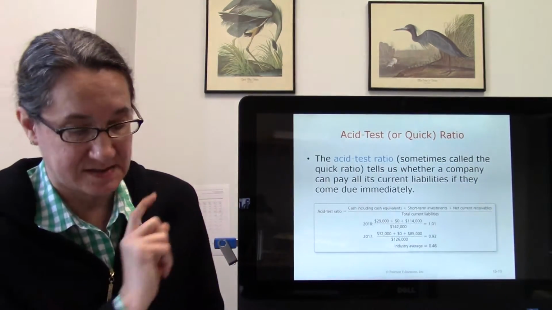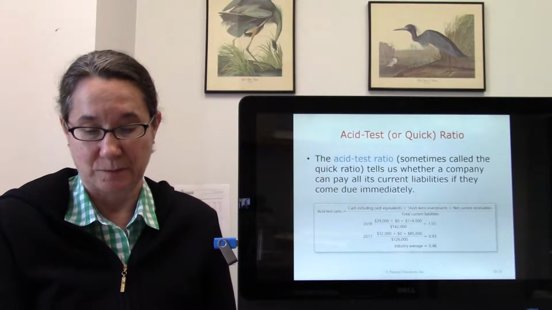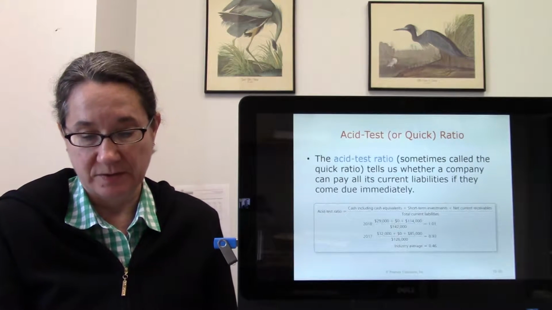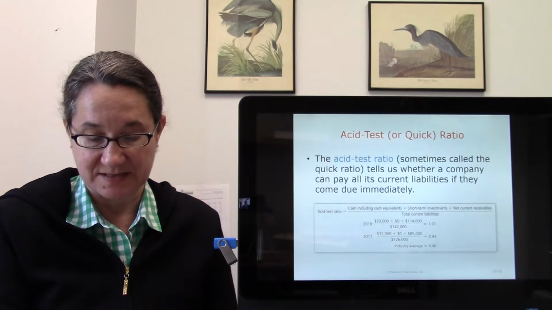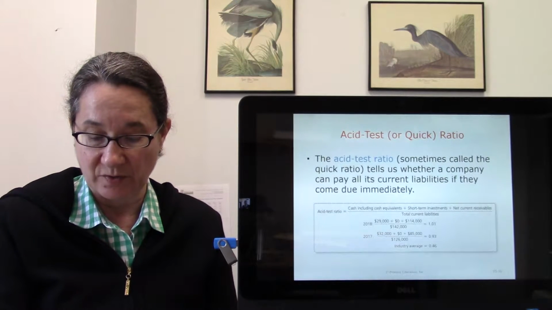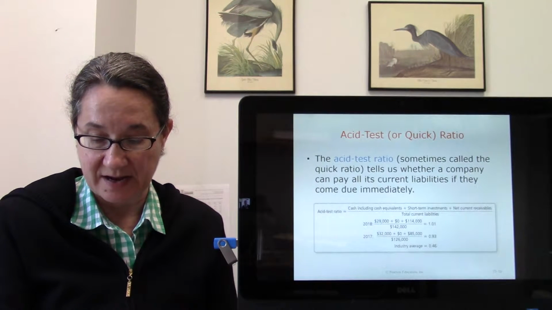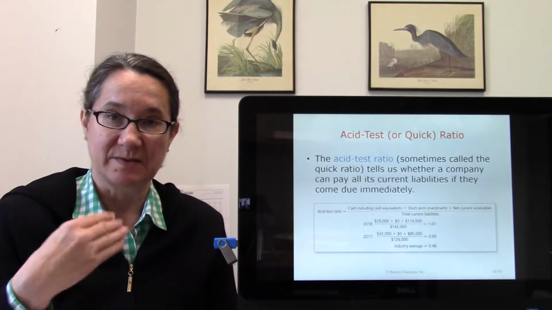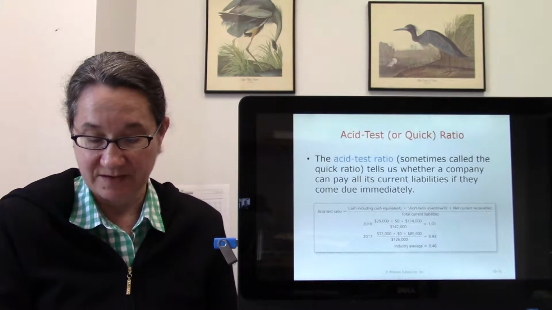Another ratio that tells us about how well we can cover our current liabilities is the acid test or quick ratio. The acid test ratio, sometimes called the quick ratio, is the ratio of the sum of cash, cash equivalents, short-term investments, and net current receivables to total current liabilities. This ratio tells whether the entity can pay all its current liabilities if they come due immediately. So typically current receivables become cash pretty quickly as customers pay you off, divided by total current liabilities.